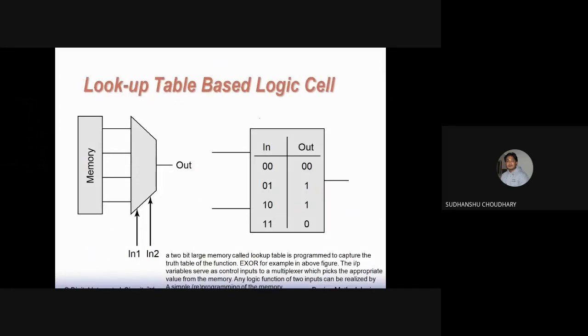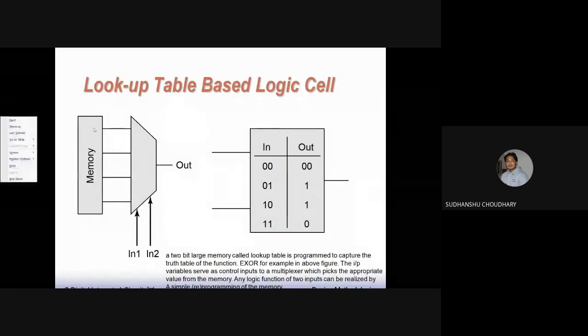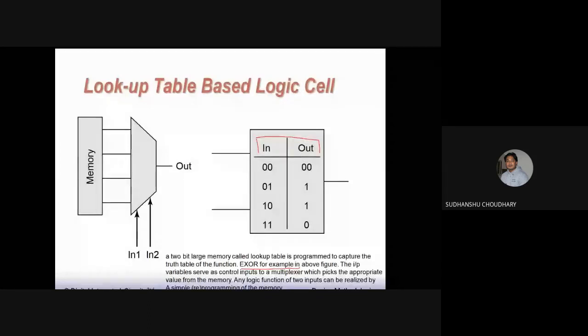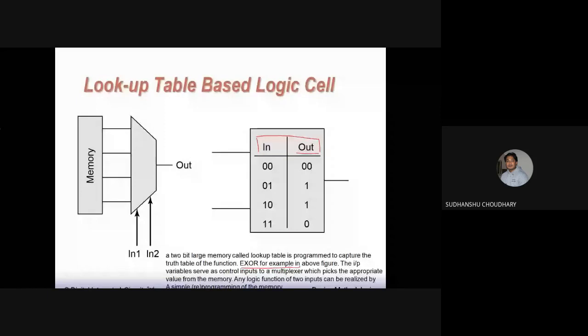Now, in a lookup table based approach, for example, here is a system shown by using the lookup table. So one can implement, for example, the XOR gate, whose truth table has been shown over here. Using the lookup table based approach, one can store these outputs in this memory here, right? Not just this output, but any output.